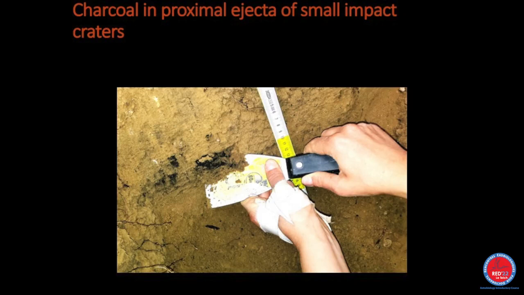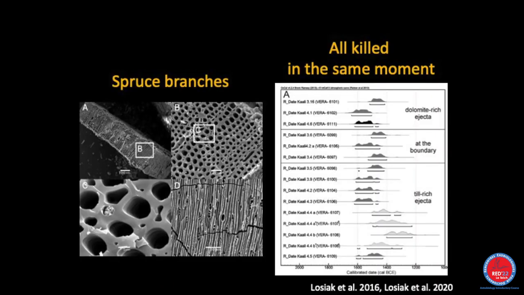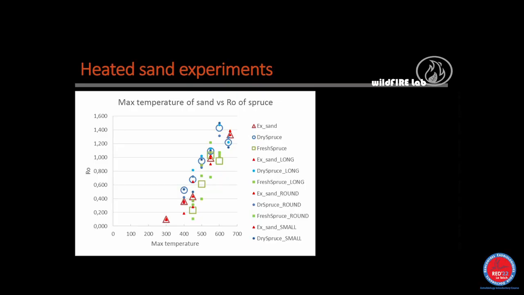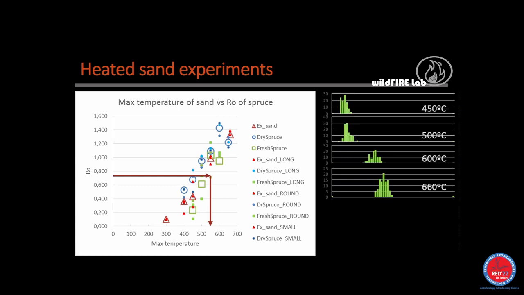The interesting thing is that if you study this charcoal, study the dead bodies, you can figure out in which conditions the charcoal was formed. So what were the conditions within the proximal ejecta blanket at the time of formation? Apparently, first of all, this charcoal is very different from the charcoal that is formed during forest fires. Second of all, it's quite low in temperature. If you do some experiments, you can figure out that the temperature of the proximal ejecta blanket was up to about 500, 600 degrees only.